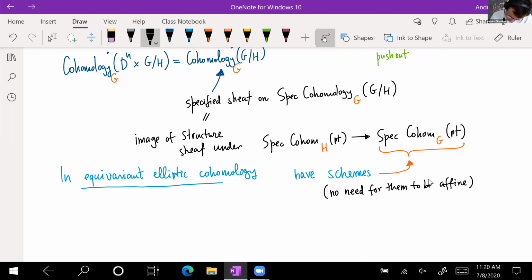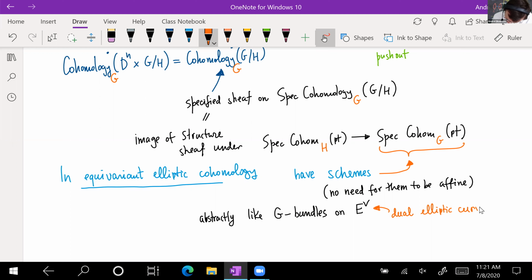You have these schemes. And what are they? I remind you, abstractly, they're like G bundles on the dual elliptic curve. The dual here is because I want the kind of GL1 bundles. They're bundles of degree zero, semi-stable of degree zero.